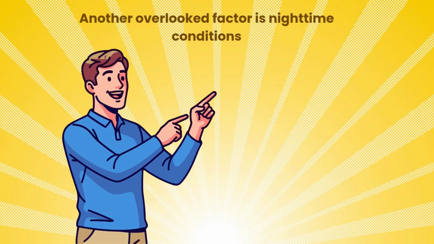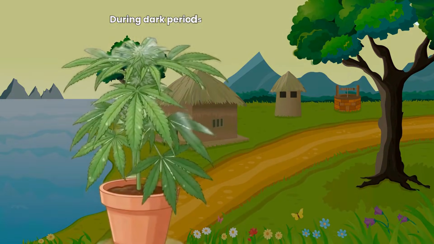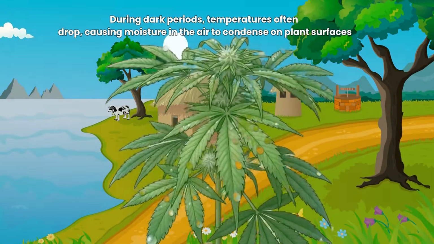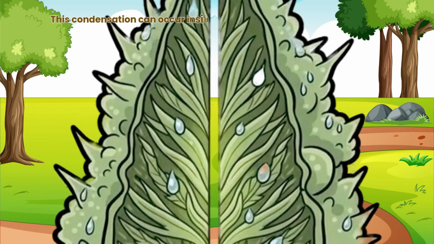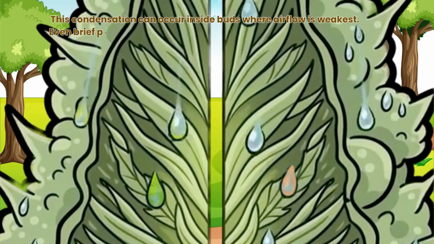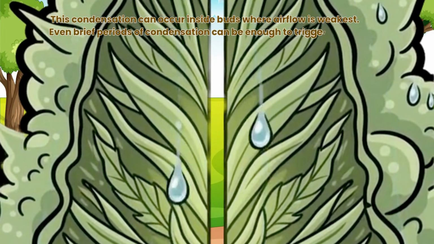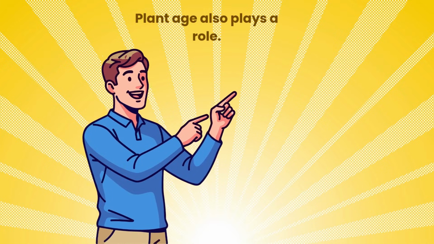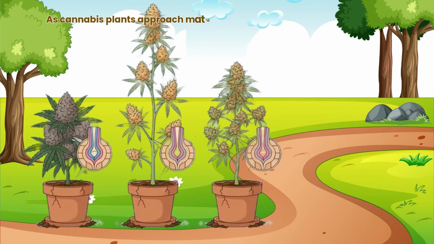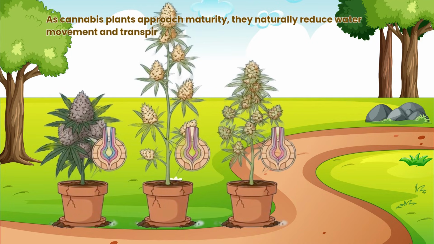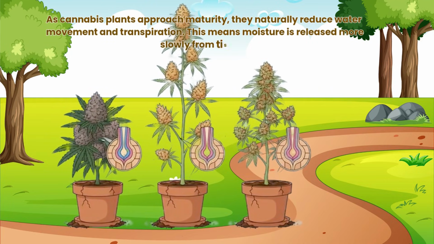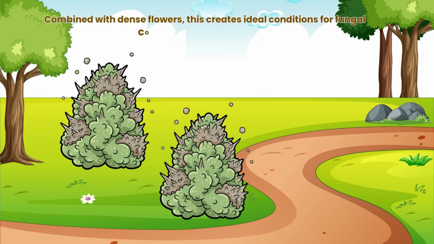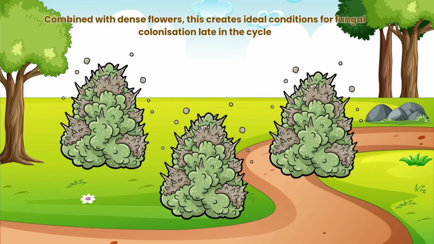Another overlooked factor is nighttime conditions. During dark periods, temperatures often drop, causing moisture in the air to condense on plant surfaces. This condensation can occur inside buds where airflow is weakest. Even brief periods of condensation can be enough to trigger fungal growth. Plant age also plays a role. As cannabis plants approach maturity, they naturally reduce water movement and transpiration. This means moisture is released more slowly from tissues. Combined with dense flowers, this creates ideal conditions for fungal colonization late in the cycle.